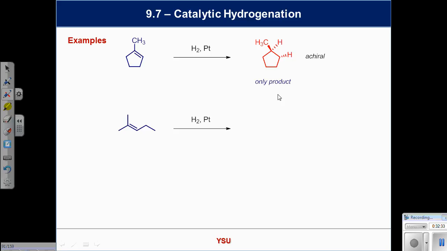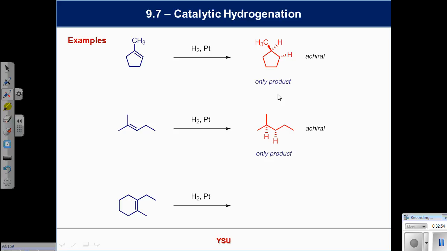Starting with this one, be careful. Do I get a chiral center or no? You've got to know the chemistry. You've got to put the hydrogens on each of those carbons. And do I get anything that is chiral in there? No, I do not. They both add to the same side, but because we already have two of the same things on each carbon, they can't be chiral centers.